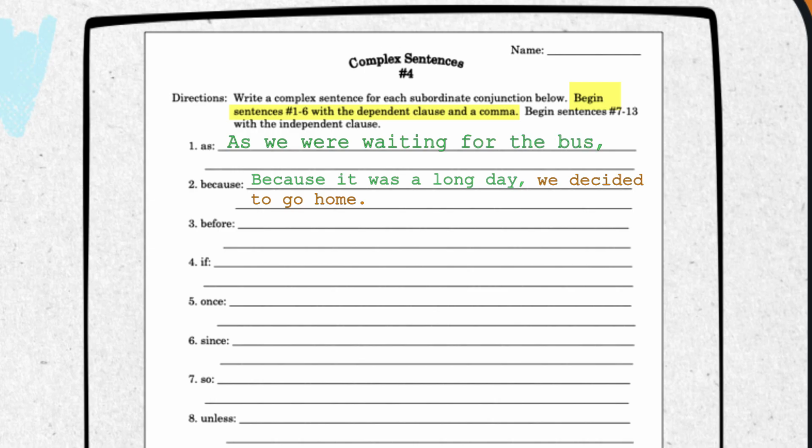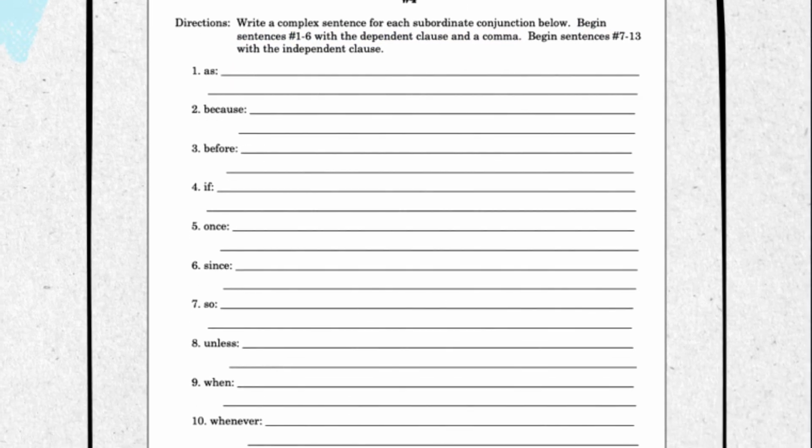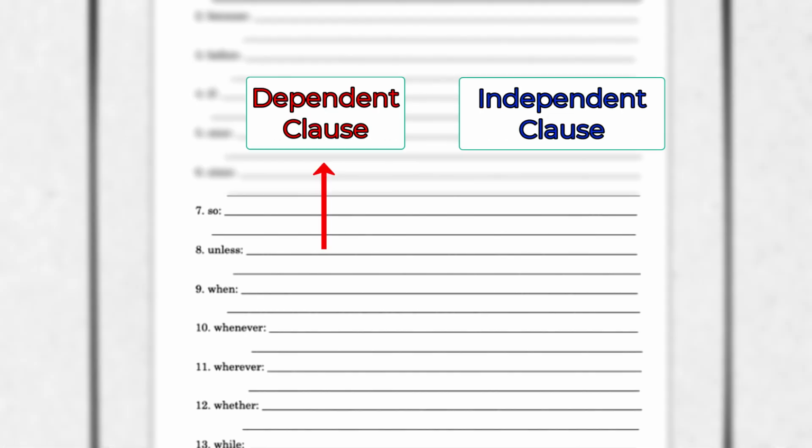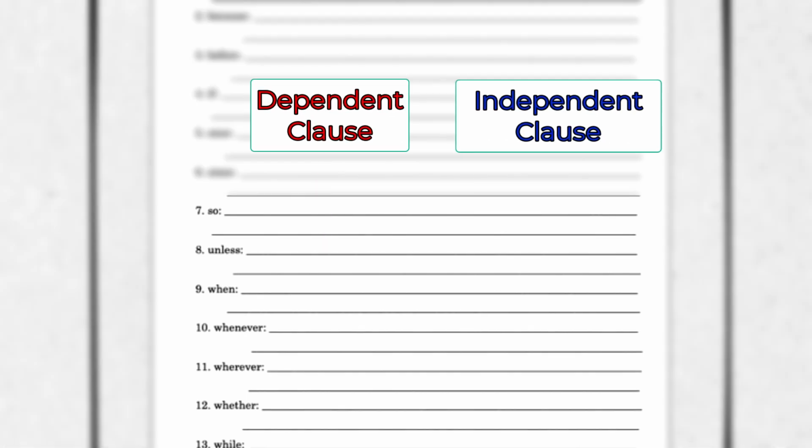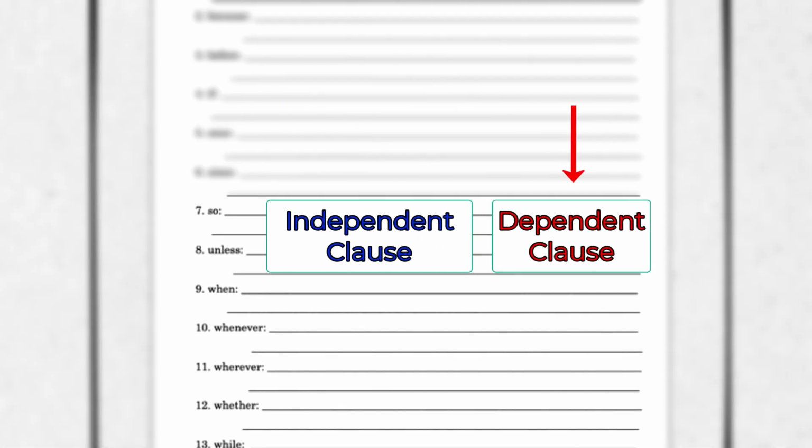Okay, then what? Oh, it's not a complete sentence. Comma, it started to rain. So they'll do that for the first 6 sentences. Then you'll see the directions say at sentence 7, flip-flop it. Instead of starting with the dependent clause, end with the dependent clause.